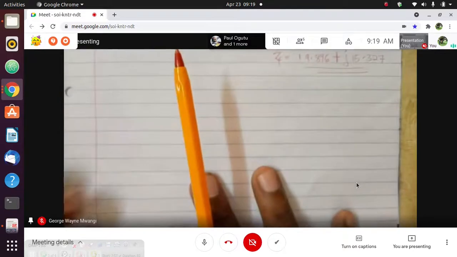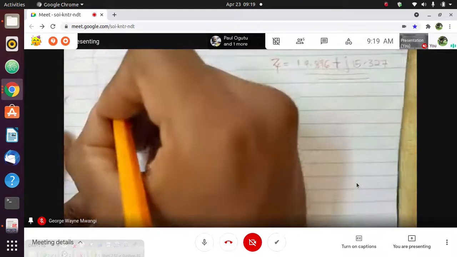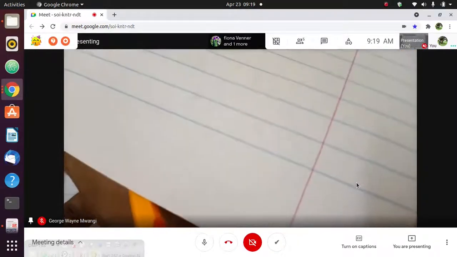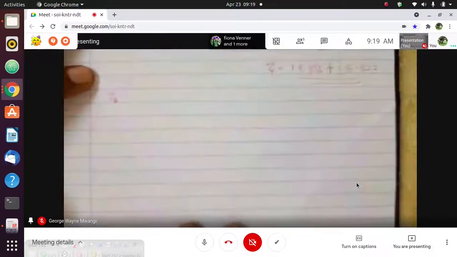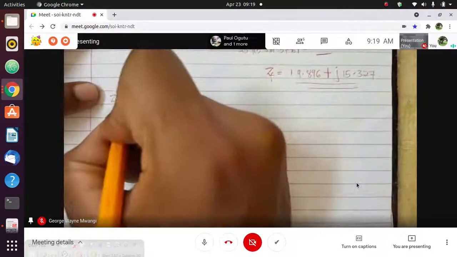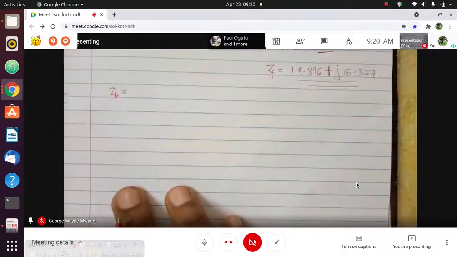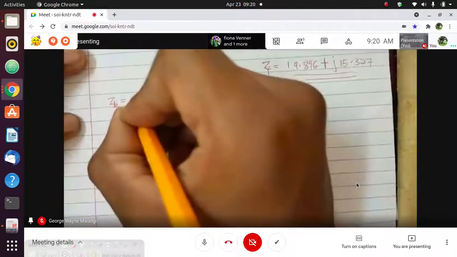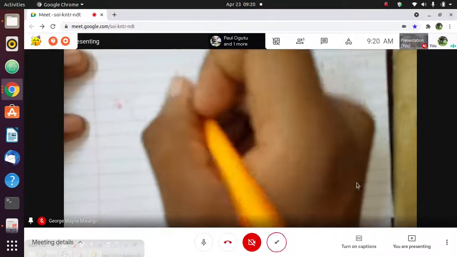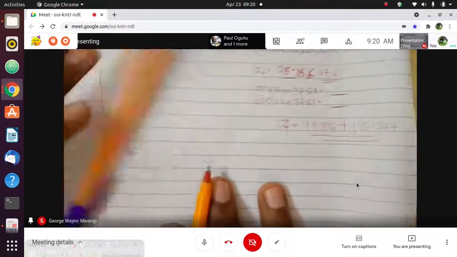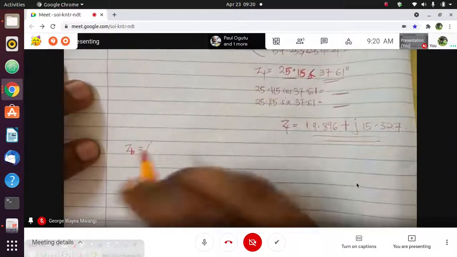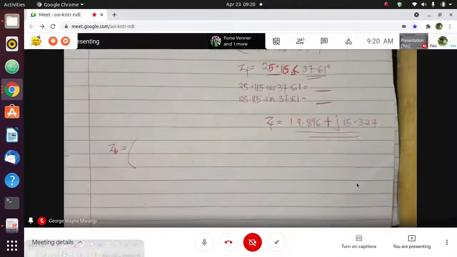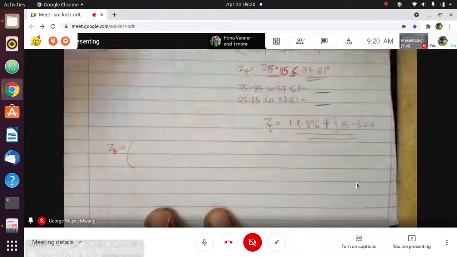Yeah. Now we do the same for the backward field, ZB. Now how do we find ZB? We had written the formula. ZB is equal to, tell me quickly. How do we find ZB?